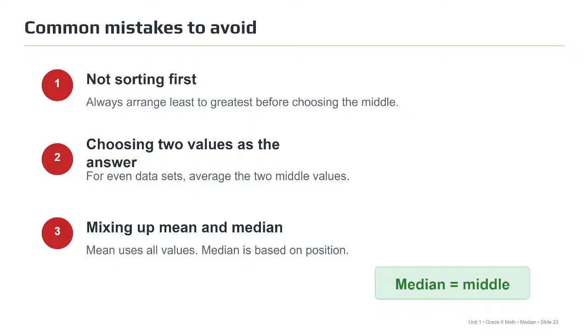Some common mistakes to avoid. Not sorting first. Always arrange from least to greatest before choosing the median. By not sorting, you're going to have the wrong median. And then choosing one of two middle values as the answer. You can't have two values as the answer. You have to add the two values and then divide by 2 for even data sets. Average the two middle values. What it means by average is just add, then divide by 2.